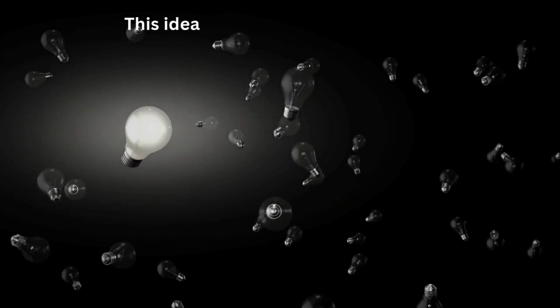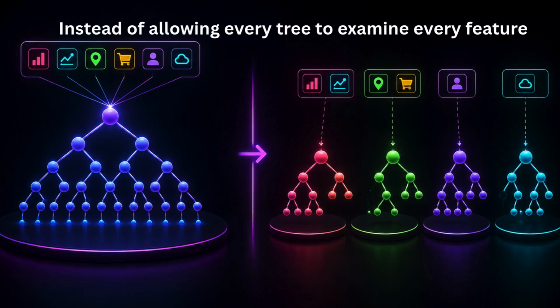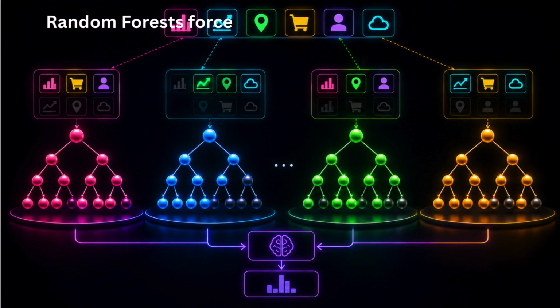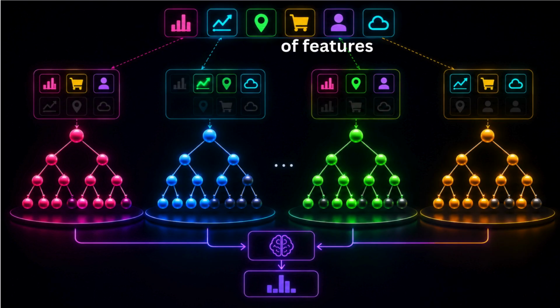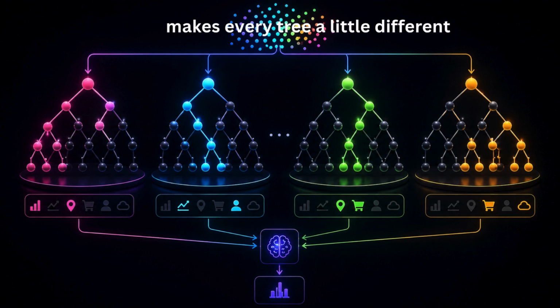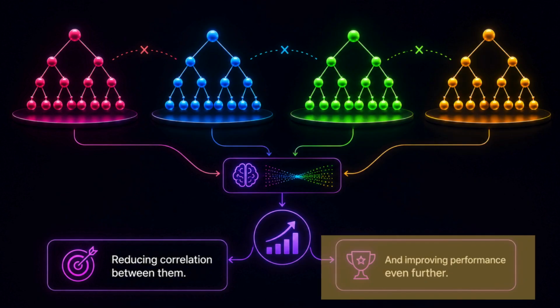This idea evolved into random forests. Instead of allowing every tree to examine every feature, random forests force each split to consider only a random subset of features. That makes every tree a little different, reducing correlation between them and improving performance even further.